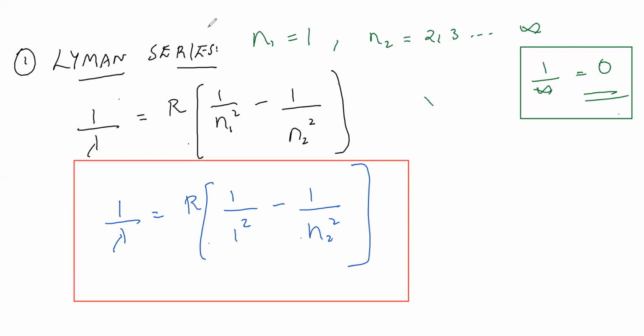This is for the Lyman series. But the guy who discovered the second one is Balmer. So he has given his own name to it, that is the Balmer series. Lyman, Balmer, Paschen, Brackett and Pfund series. So totally 5.